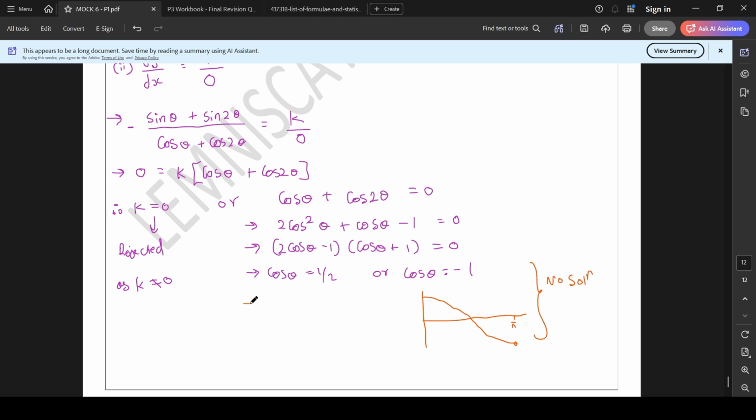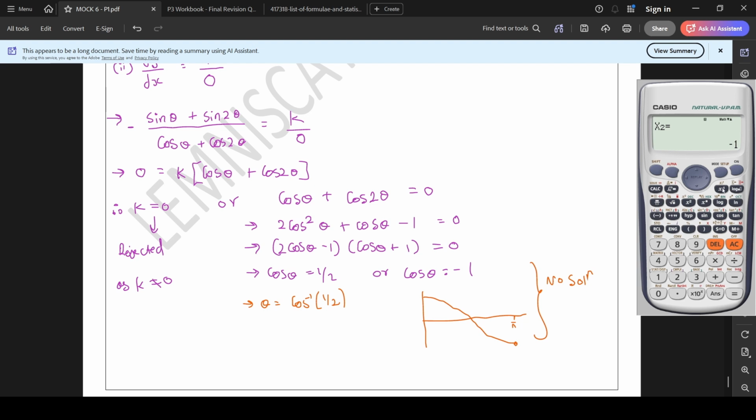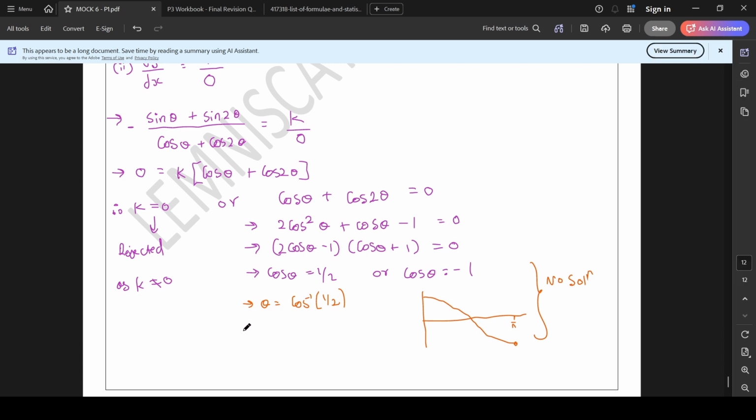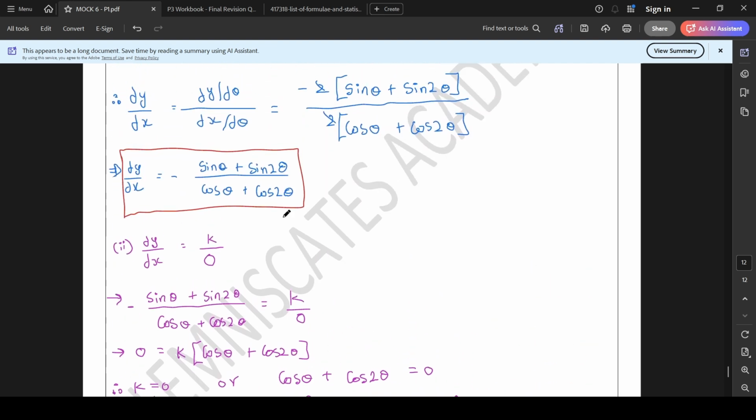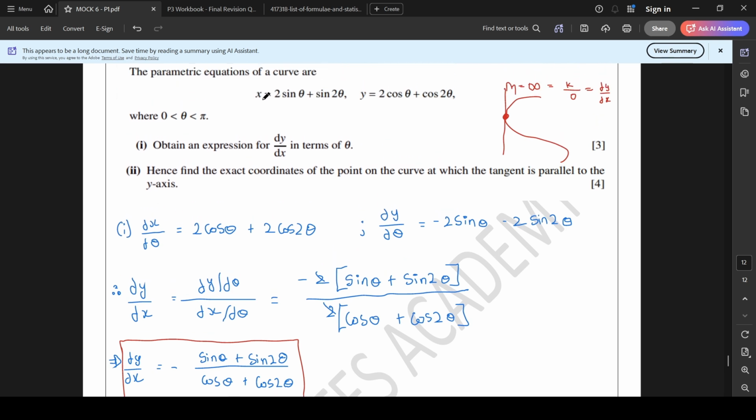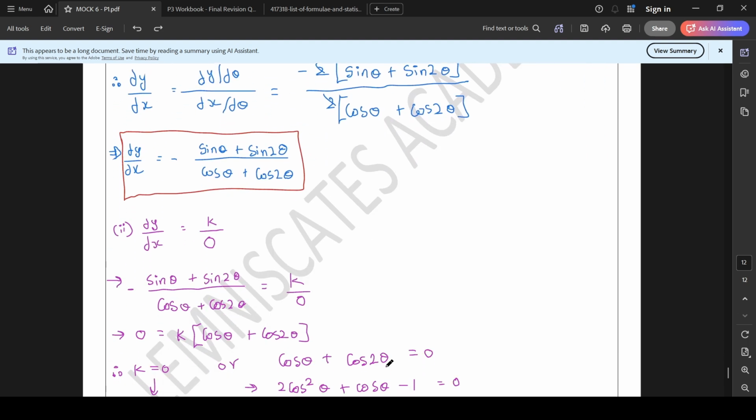And for this, I can simply say that my theta will be equal to cos inverse of half. And if I use my calculator to solve this, keeping my calc in the radians mode, shift cos and 0.5 comes out to pi by 3. This implies that your theta is equal to pi by 3. Now, because you know theta equals pi by 3, you can find out the value of x and y by plugging in the values of theta as pi by 3. So let us try to do that and get our final solution.